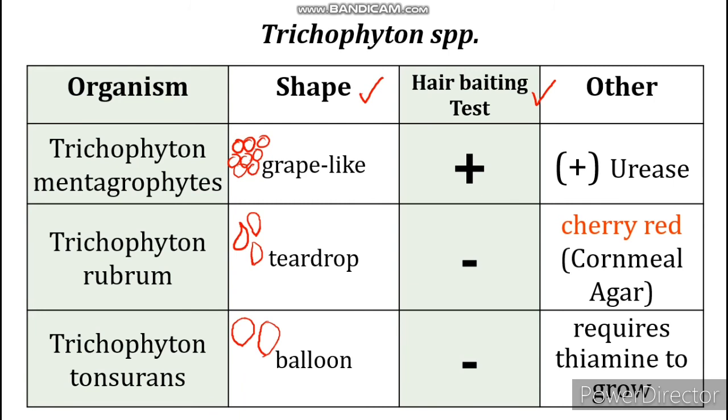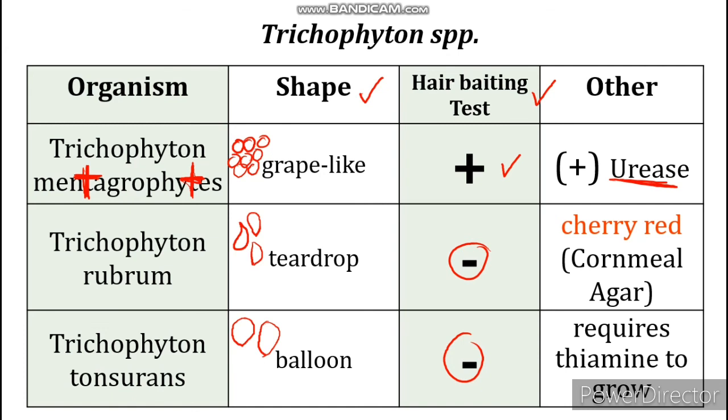Ayan. And then, your hair baiting test, tatandaan nyo, si rubrum tsaka si tonsurans, negative sila. Si mentagrophytes lang yung positive. Paano ko natandaan na positive si mentagrophytes sa hair baiting test? Mentagrophytes. Yung letter T dun sa menta, nilalagyan ko ng cross. Meaning, positive siya ng hair baiting test. Aside from that, di ba dalawa yung letter T niya? Mentagrophytes. Kasi positive din siya ng urease.